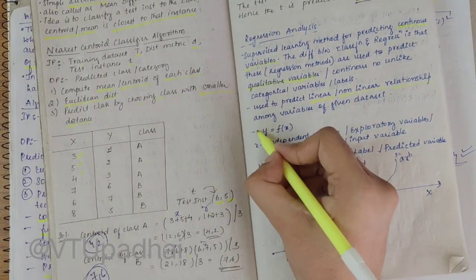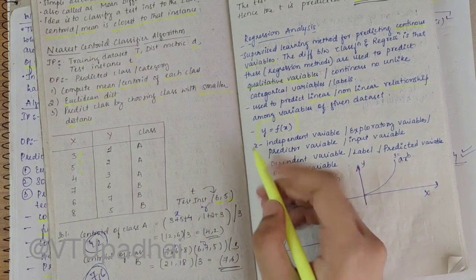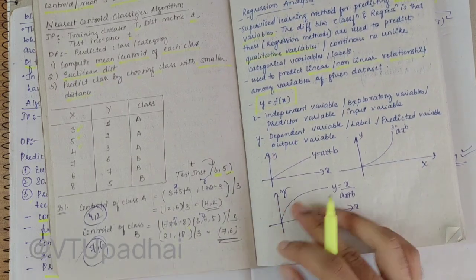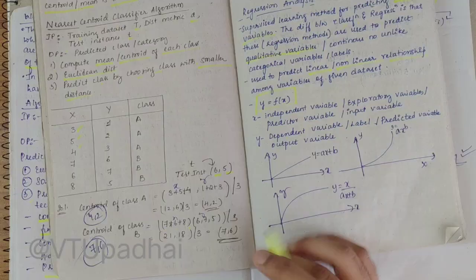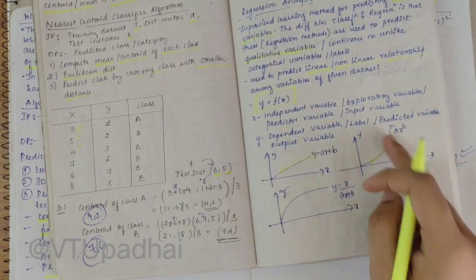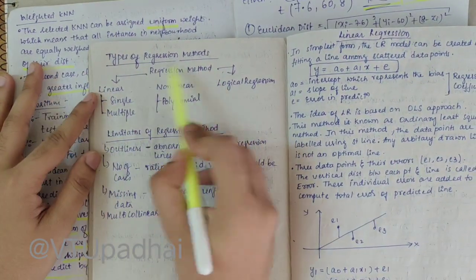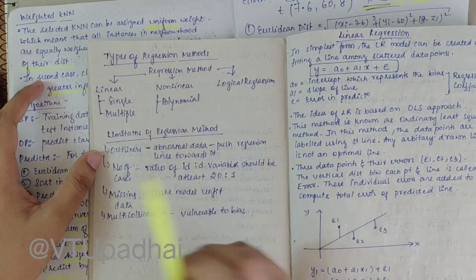So let us consider this equation: y is equal to f of x. x is said to be the independent variable and y is said to be the dependent variable. If you look at these graphs here, this one is a linear graph, a straight line, and these are non-linear graphs. Then moving next, we have types of regression methods. Regression methods could be classified as linear, non-linear, and logistic regression.